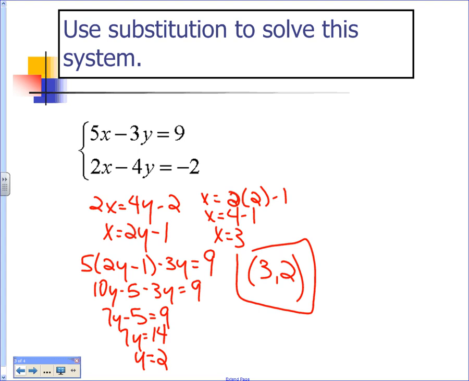Do you agree with Jamar's answer? Yes, I do. Yep. Did we actually have fractions on this one? No, it doesn't. So can you actually sometimes find ones that don't have fractions? Yes. Not usually, but sometimes.